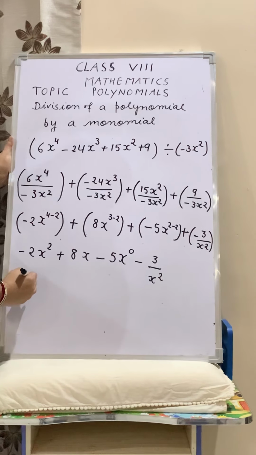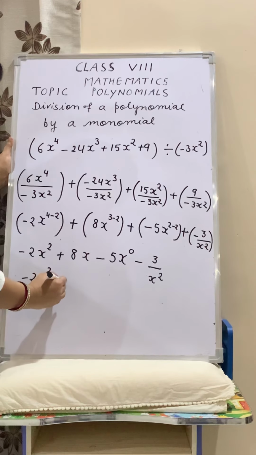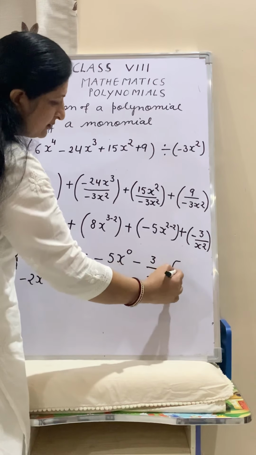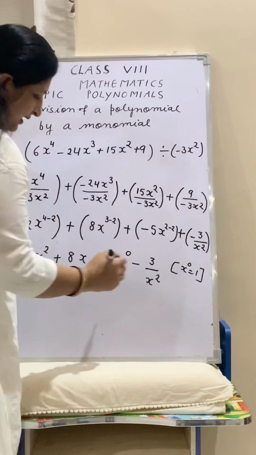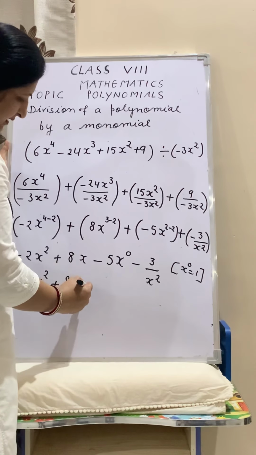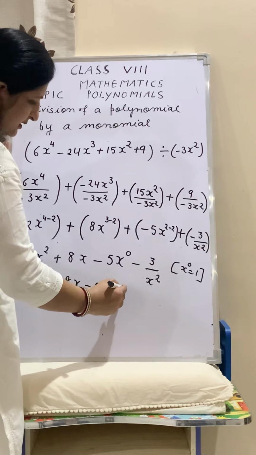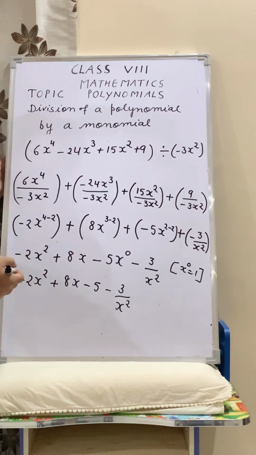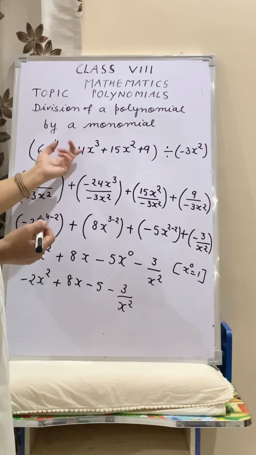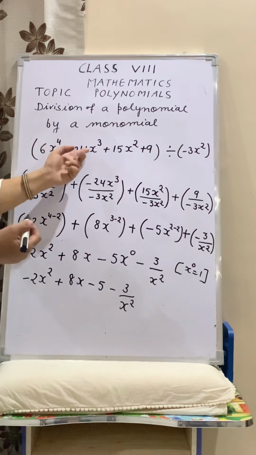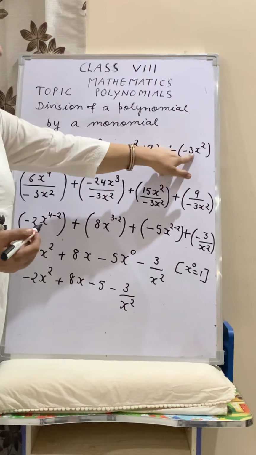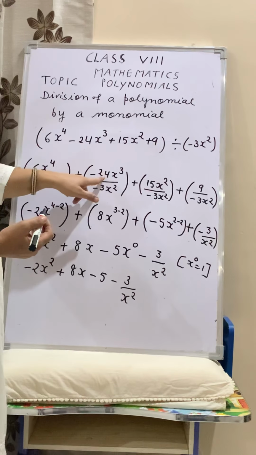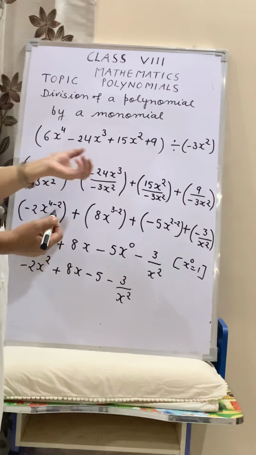Now it is minus 2 x raised to power 2 plus 8x, x raised to power 0 is 1. When we multiply minus 5 with 1, the answer will be minus 5 and minus 3 by x raised to power 2. It is the answer. So when the dividend has many terms, we will convert it into the first term divided by this divisor, monomial divided by monomial. The second term, we will convert these into monomials.